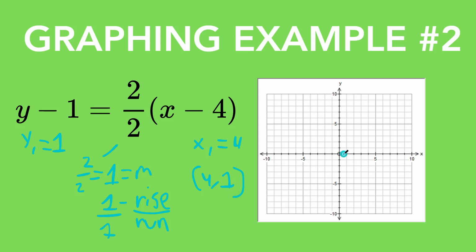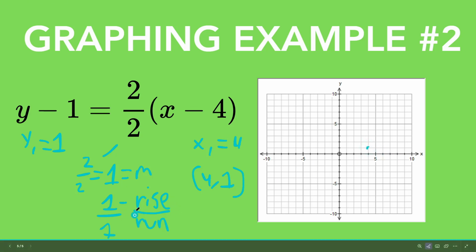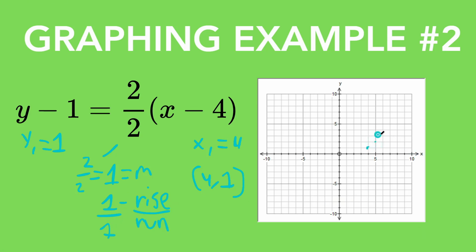When we go to the graph, we're going to go to 4, and then up to 1. Since the slope is just 1 over 1, we're going to go up 1 and right 1. We're going to go up 1 and right 1, and then keep on continuing this, and then we're just going to draw a line across it. That's how you graph in point-slope form.